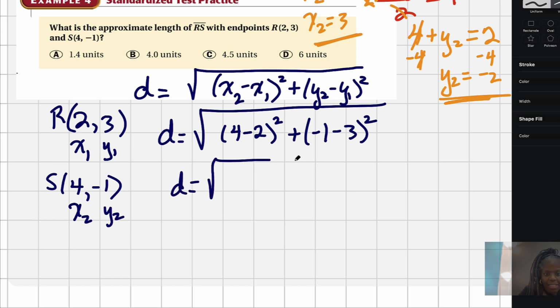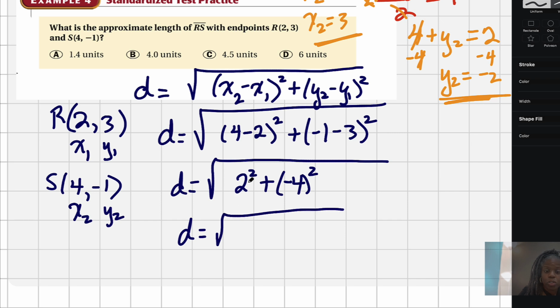So that means, let's simplify in the parentheses. 4 minus 2 is 2, so I get 2 squared plus -1 minus 3 is a -4, so that becomes -4 squared. When I add those together and take the square root, I've got the distance. I'm almost there, guys. 2 squared is 4, plus -4 times -4 is 16. I end up with the square root of 20.